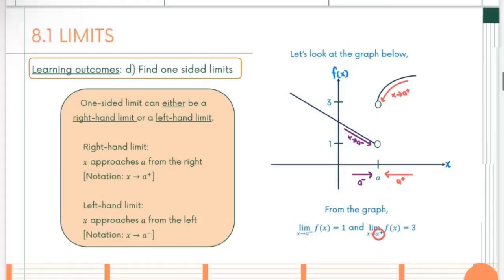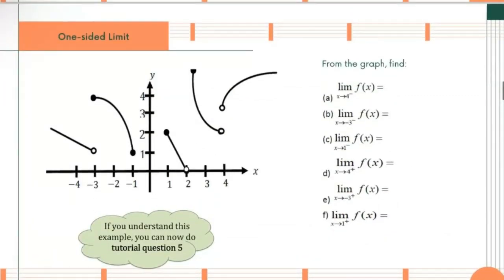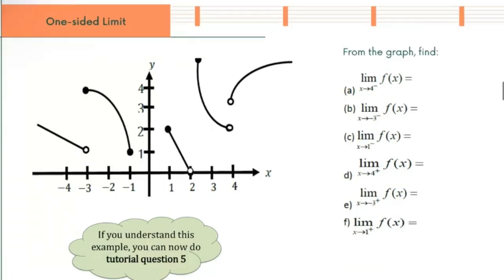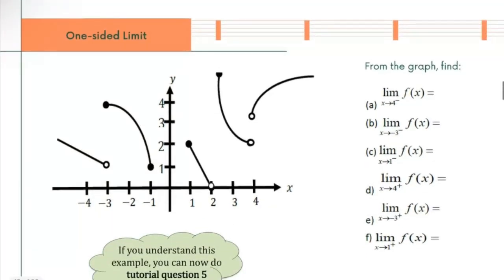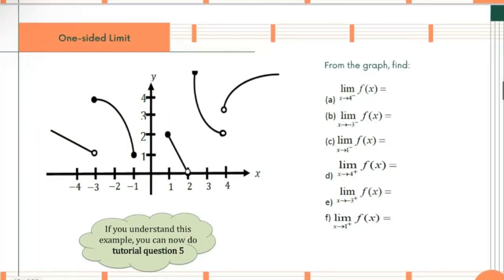Okay. Kalau okay kita tengok contoh yang kedua. One-sided limit yang seterusnya. Okay, let's say soalan bagi kita graf yang bercampur-campur seperti ini. Okay, yang kita pun tak tahulah function dia apa sebenarnya. Tapi inilah rupa graf tersebut. Okay. So from the graph, find limit of x approaching 4 from the left.